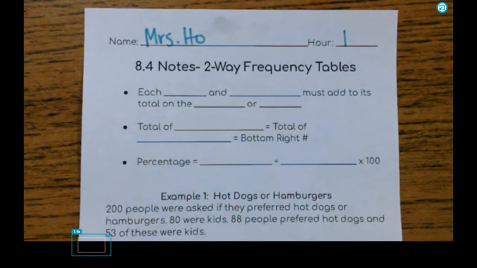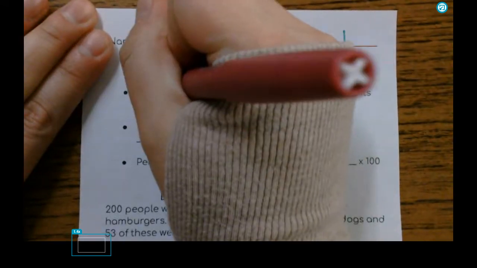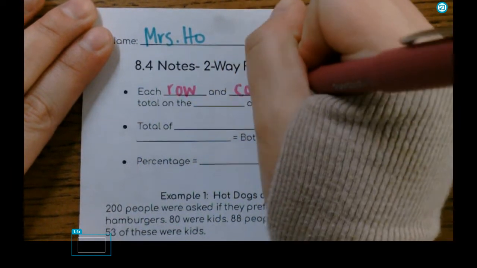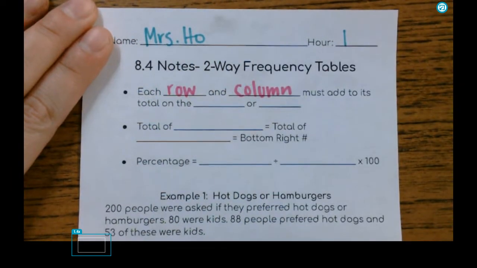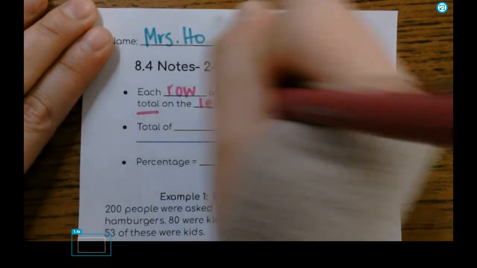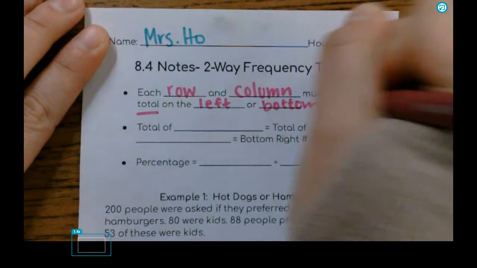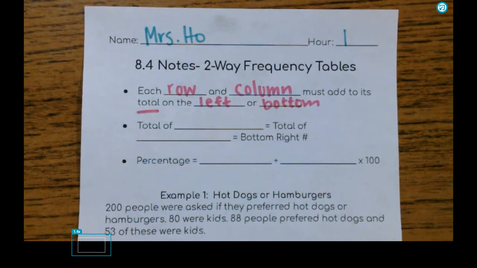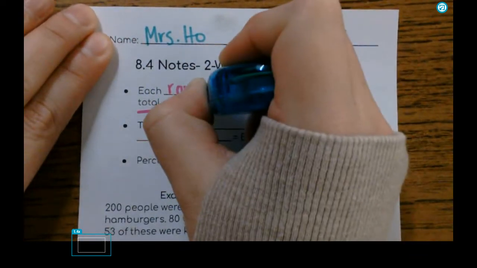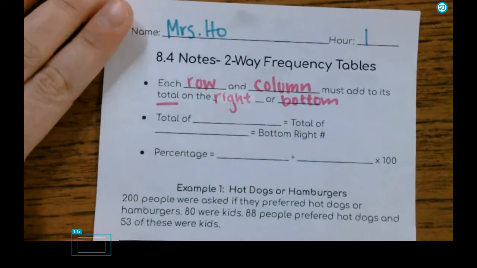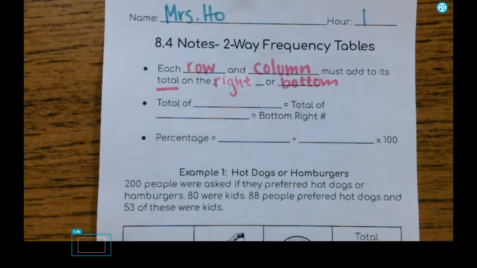For these tables, each row and column, so rows go from side to side and columns go up and down, must add to its total either on the left or the bottom. So everything's going to have to total up to the totals on the, just kidding, that should say right. On the right or the bottom of our table. So every row totals up to the right, every column totals up to the bottom.